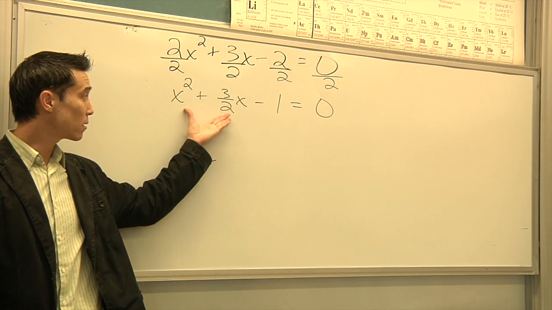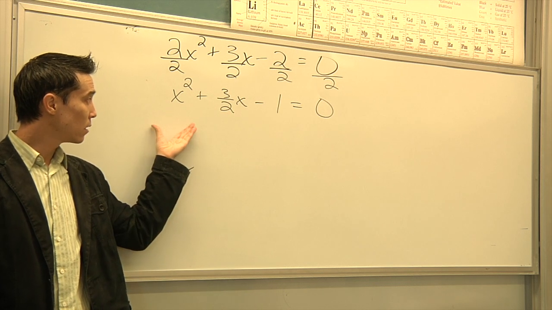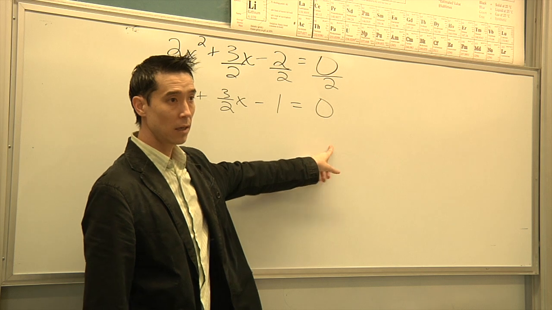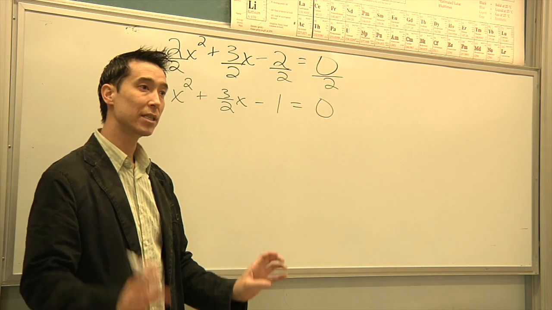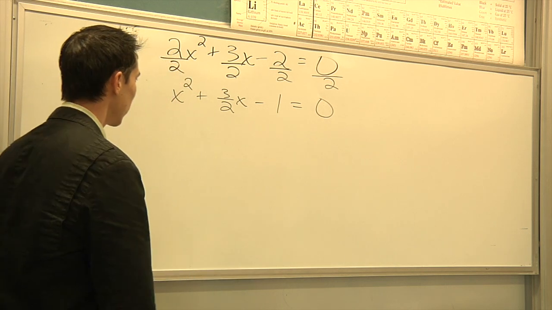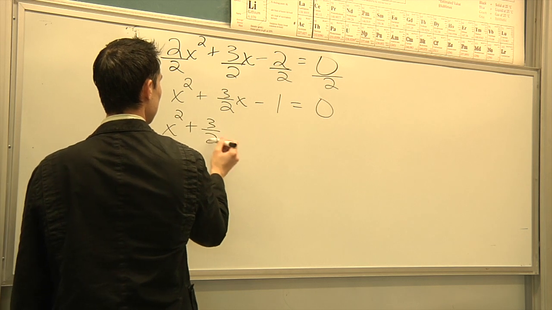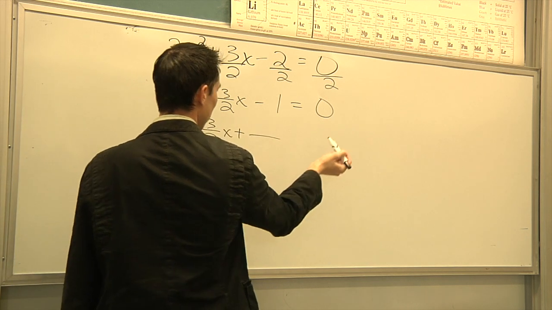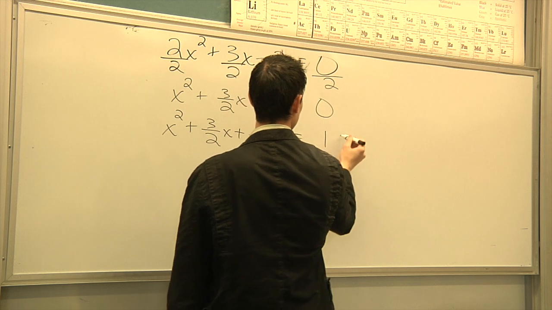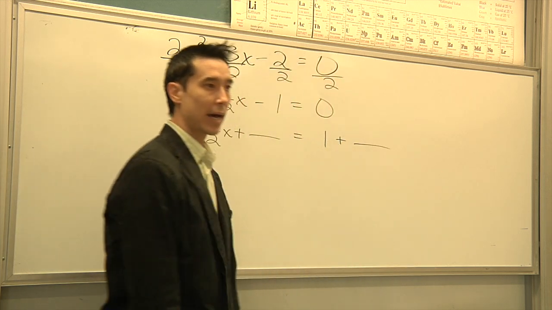So put these guys over here by themselves. Add the 1 to the other side. And then leave little room to add a number to each side. Okay, so let's do all of that in one step. So x squared plus 3 halves x plus the magic number that I'm going to add equals 1 plus the magic number that I'm going to add.